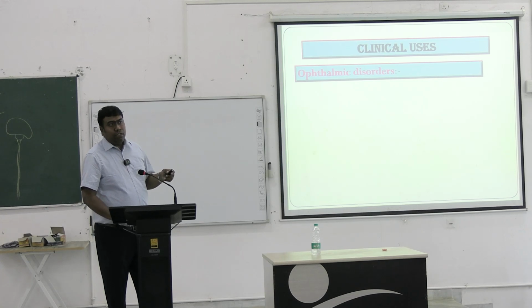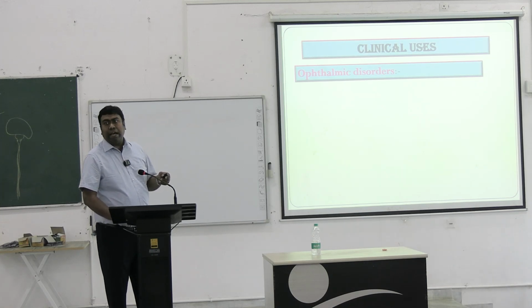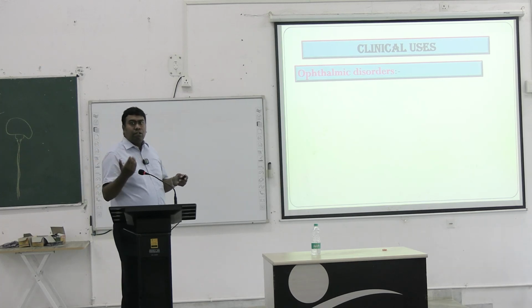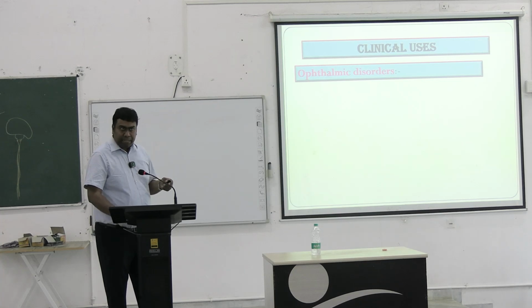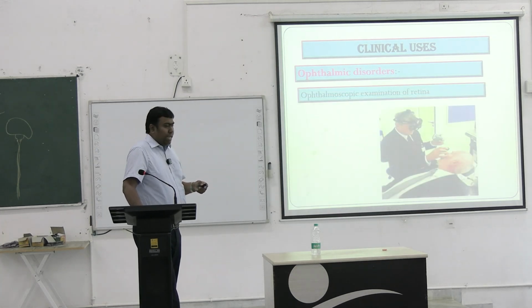Then the second one is ocular. What is the effect of anticholinergics in the eye? They dilate the pupil, causing mydriasis, and it helps to see the retina and vitreous. So it is helpful for ocular examination, ophthalmoscopic examination.